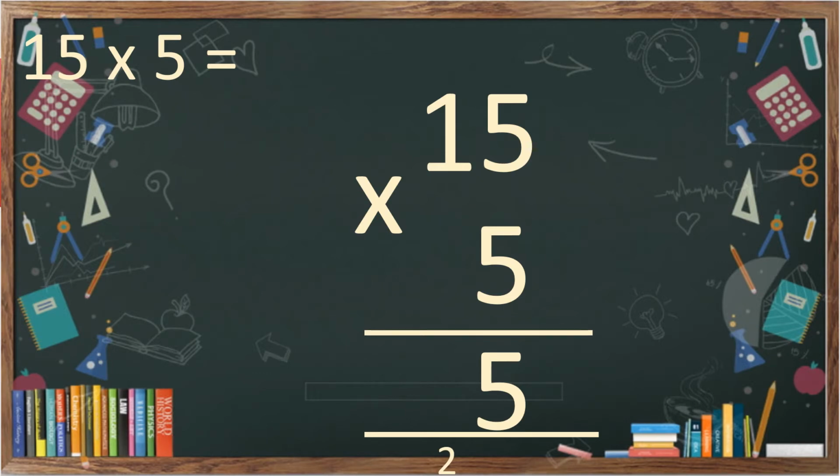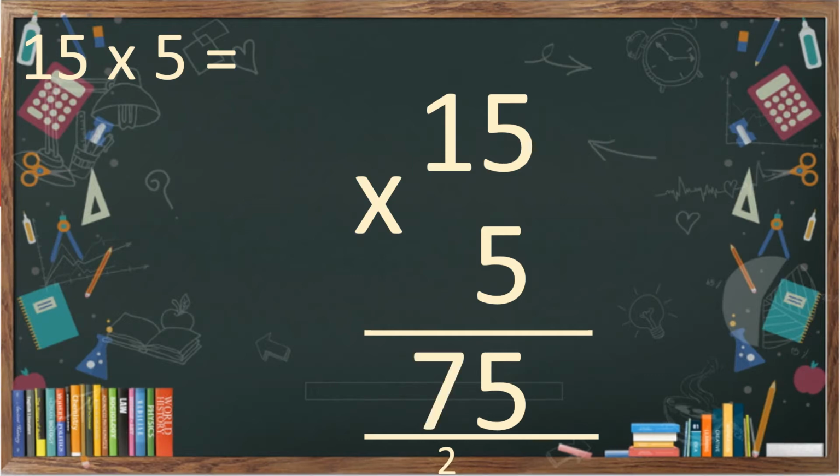Then we would move on to the 1 and ask ourselves, what is 5 times 1? 5 times 1 is 5, and we would add on the remaining 2. That gives us 7. So we put a 7 next to the 5 in the column. Now we know that 15 times 5 is 75.